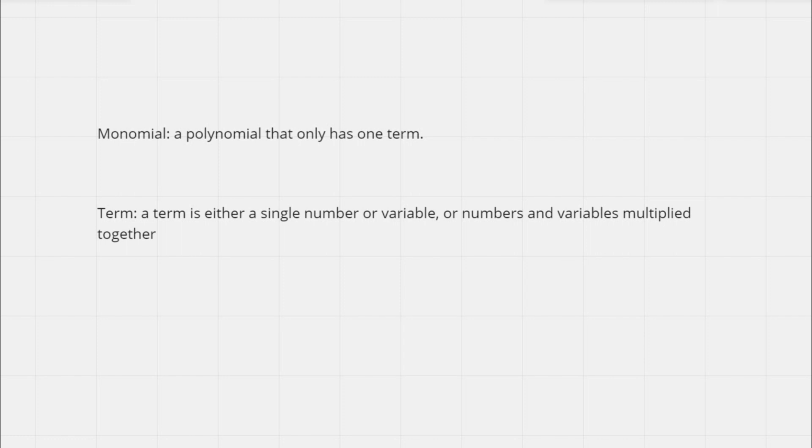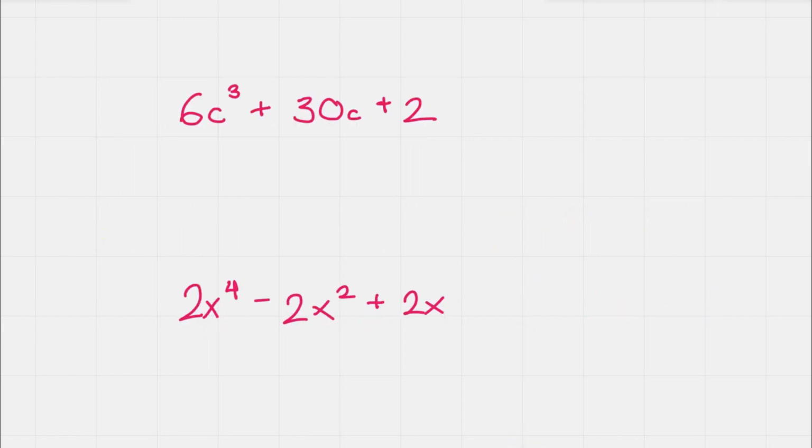A few examples of terms are x to the power of 2, x to the power of 3, 2, negative 2, 2x, or even 2x to the power of 3. Alright, so now that we have some basic knowledge down, we can begin by learning how to find the GCF of polynomials. So the first question we have is 6c to the power of 3 plus 30c plus 2.